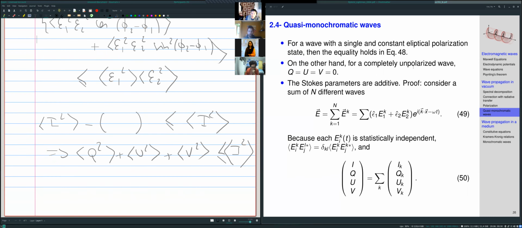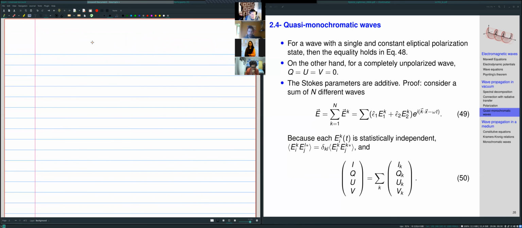If we have, this is what I meant, you know, if we have a signal with constant elliptical polarization, then we have the equality. And for a completely unpolarized signal, we saw from the experiments and the way we designed the Stokes parameters, that Q measured the degree of linear polarization along one axis. U was measuring the degree of linear polarization along the orthogonal axis. And V was measuring the degree of circular polarization. And so it can be that all Q, U, and V are 0 for a completely unpolarized wave.